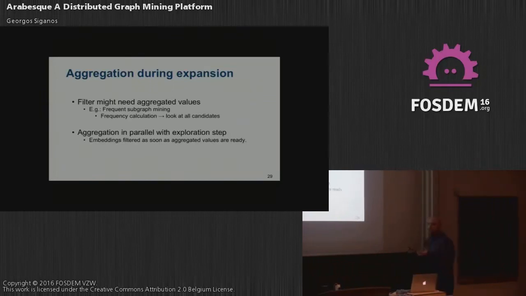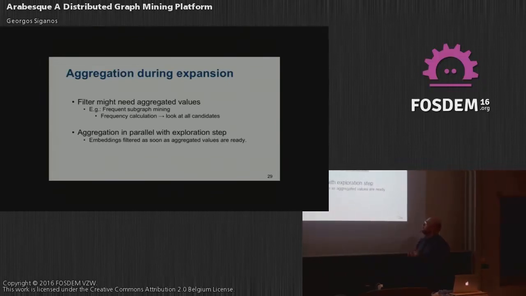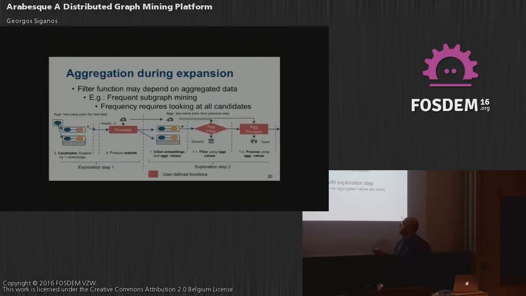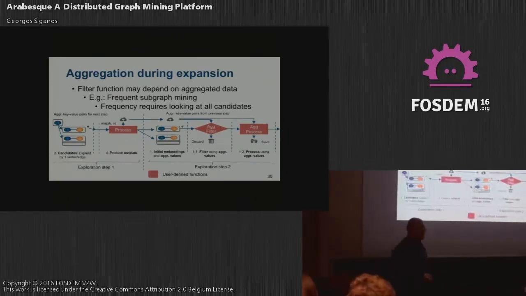For instance, for FSM, you only care about the frequent patterns. So you need to be able to prune, okay? So you need to be able to do some aggregation in order to do counting or pruning, etc. Now the aggregation happens in parallel with the exploration step, okay? And embeddings are written as soon as aggregated values are ready, which happens on the next superstep, basically. So how does it look? After you get the initial embeddings, you have an aggregation filter and an aggregation process. And then you can decide if you want to throw out what you already have, if this is not, for instance, a frequent one. And this happens before the process and filters kick in.